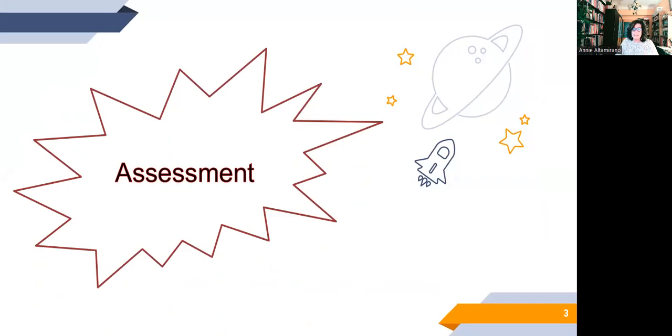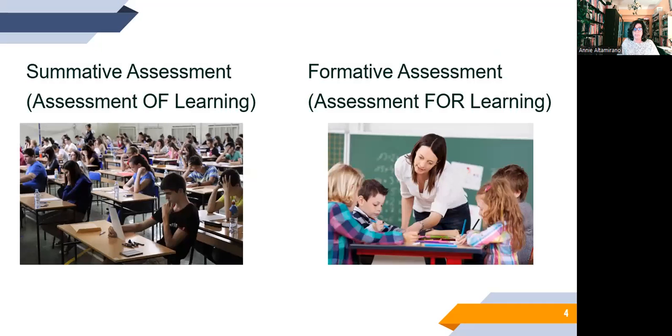Now, anytime we assess our students, we either assess in a formative or in a summative way. Assessment of learning is summative, and the preposition here is important. It usually happens at the end of an extended period of teaching, like at the end of a unit of work, a lesson, an academic year, a term. And the aim is determining who has mastered the content and to what extent.